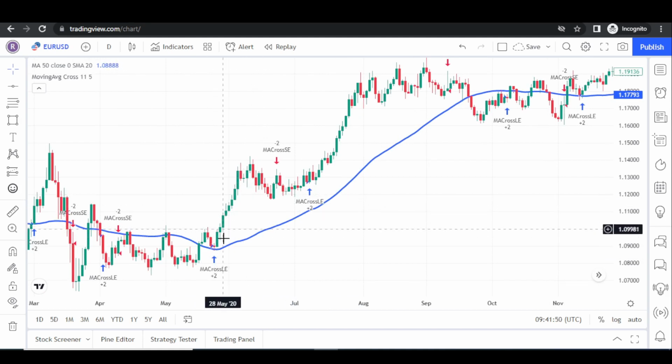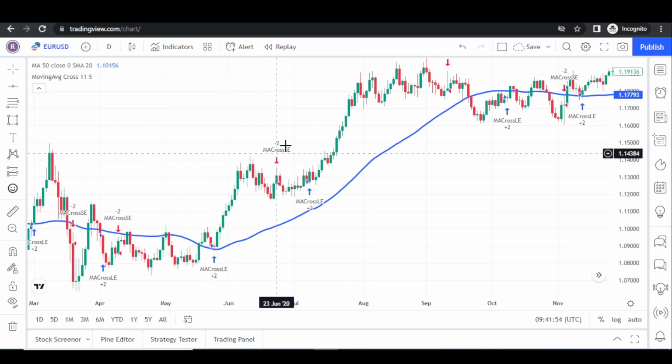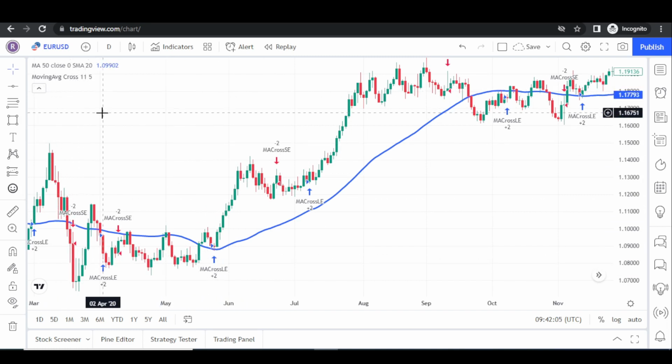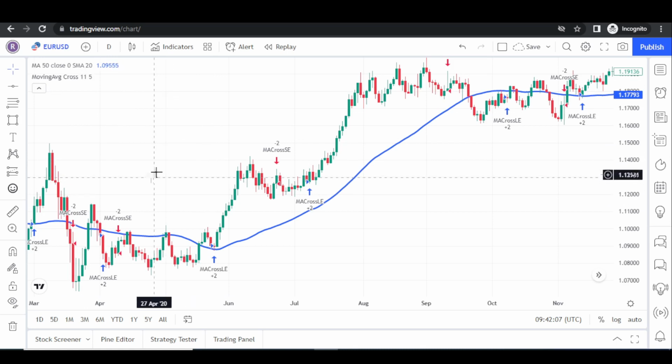Now, what you need to do here, when you plot this particular chart, I'm also going to show you the settings. This particular indicator that is showing these arrows up and arrows down is called moving average cross. That is the name of that indicator.